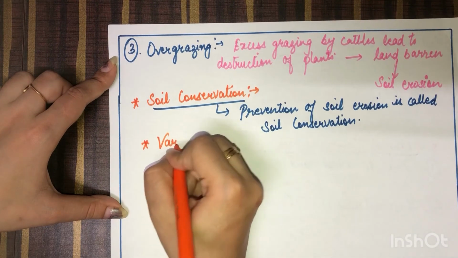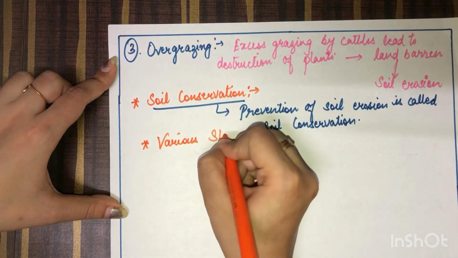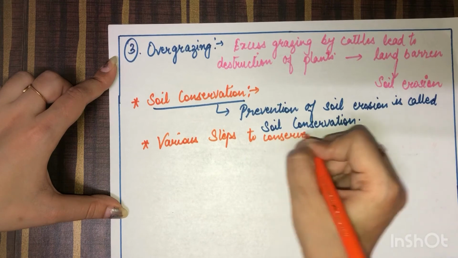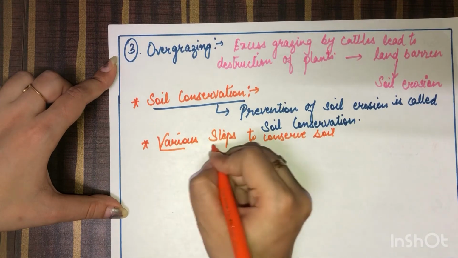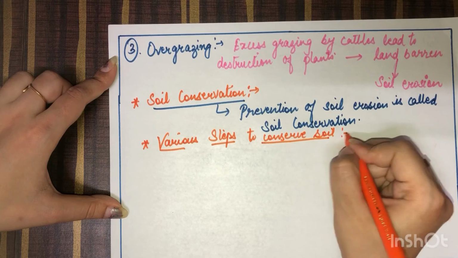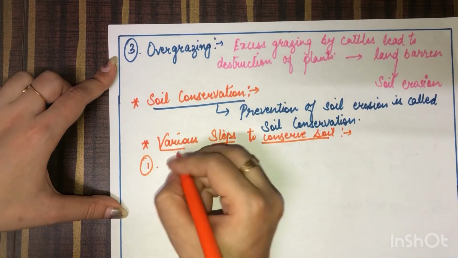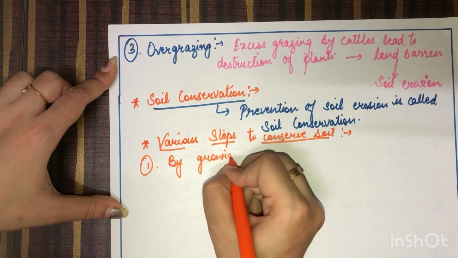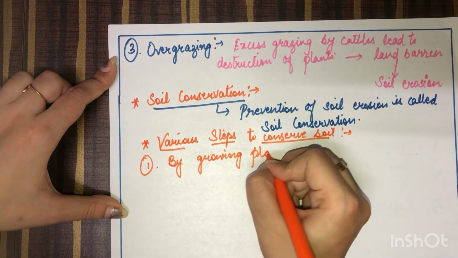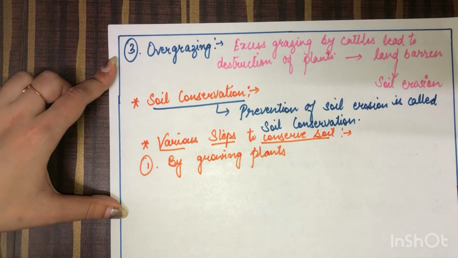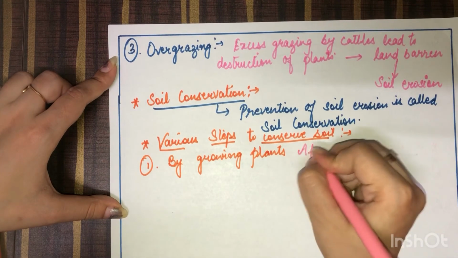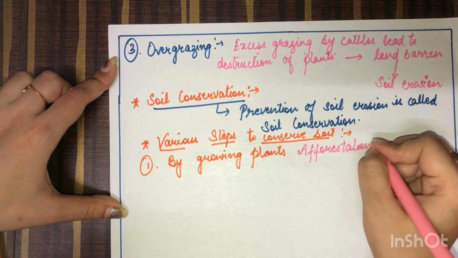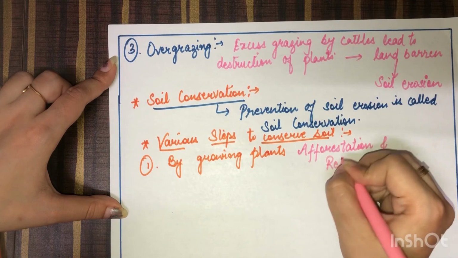Now I'm enlisting the various steps to conserve soil. Various steps to conserve soil. Now the first one is by growing plants. Fine. We use the term afforestation and reforestation.